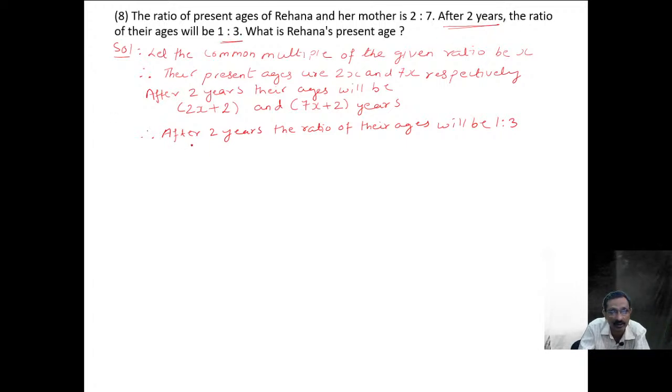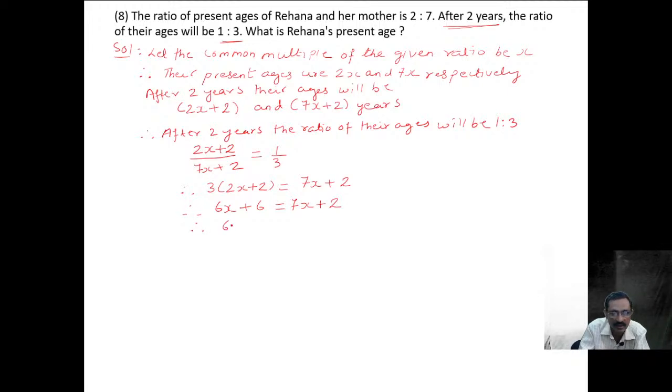So, as per the condition given in the problem, (2x plus 2) upon (7x plus 2) is equal to 1 upon 3. Cross multiply this. Therefore, 3 times (2x plus 2) is equal to (7x plus 2) multiplied by 1, which gives 7x plus 2. Now open the brackets: 3 into 2x gives 6x, plus 3 twos gives 6, which is equal to 7x plus 2.